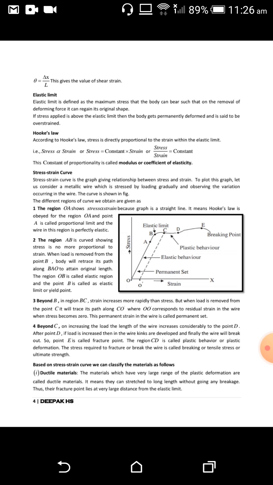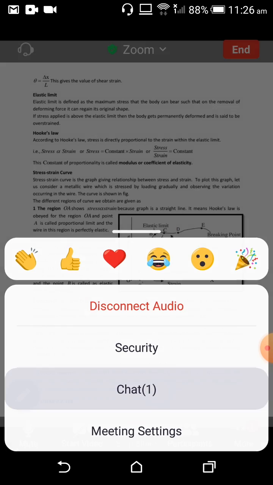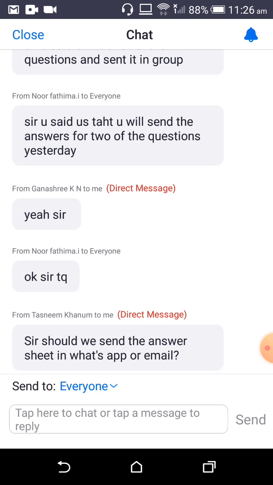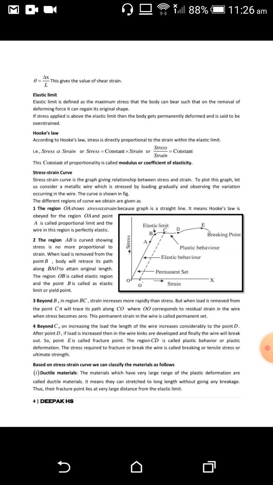What is Hooke's law? The stress is directly proportional to the strain, within the elastic limit. So stress by strain is equal to a constant. We can write mathematically, stress by strain is equal to constant. Okay, so this Hooke's law is important. Coming to the next, the stress strain graph. Even this is a very important thing.